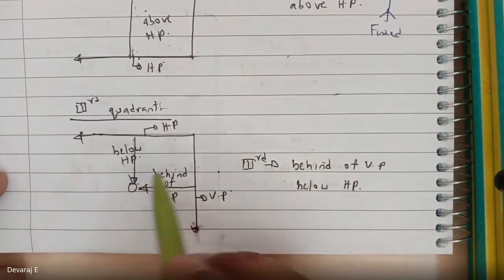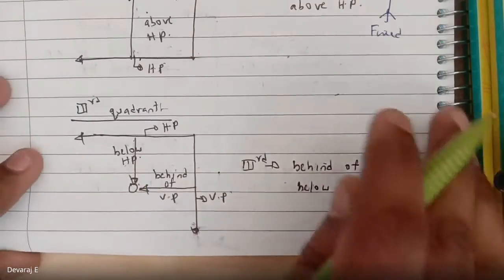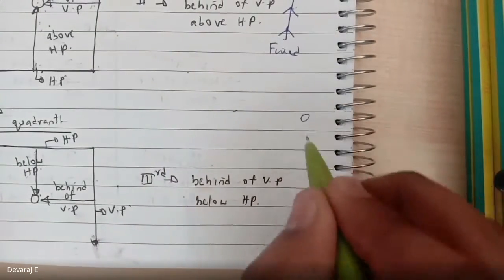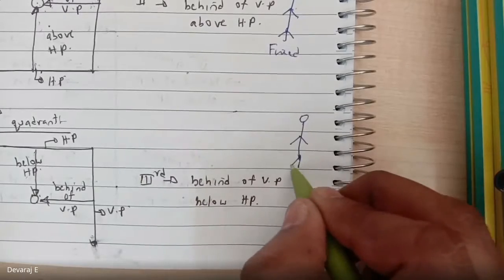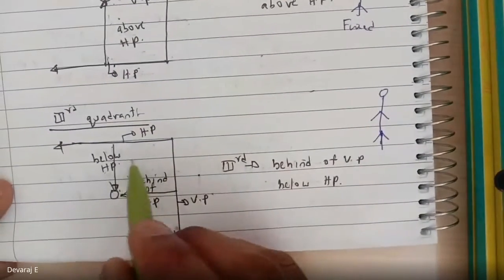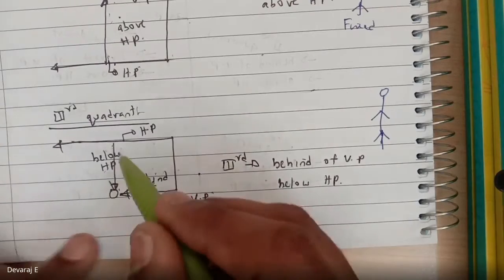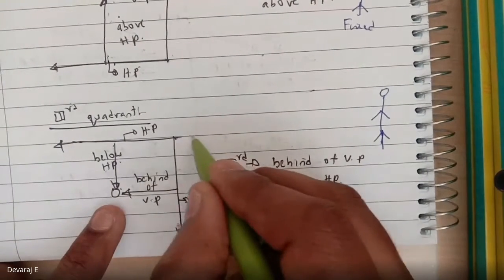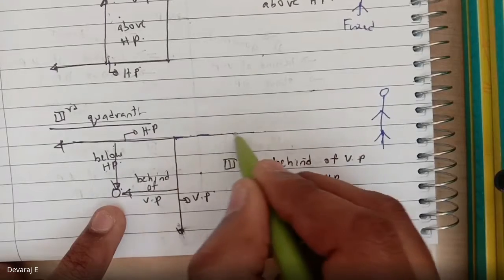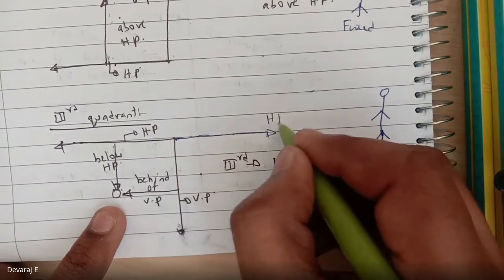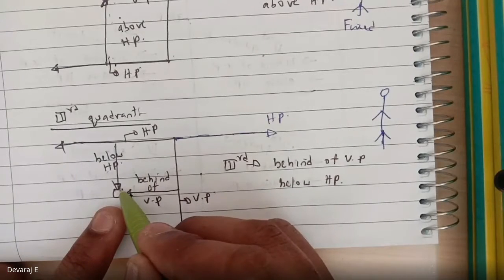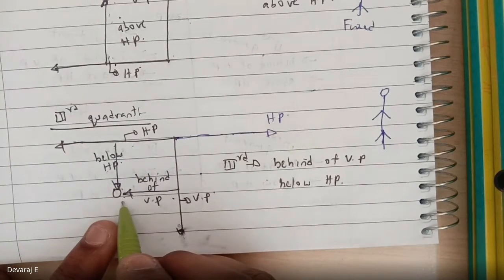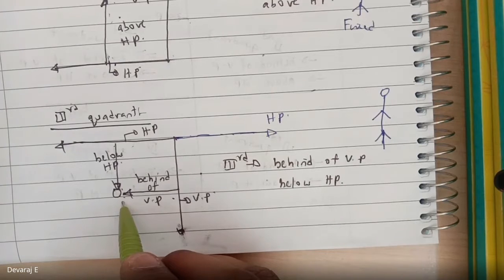In a similar way, if you come to the third quadrant system, the observer will be fixed here. If you keep the object here, this is the HP. So this is below HP and behind VP, right? Right, students? Yes, sir. So respond to the question.